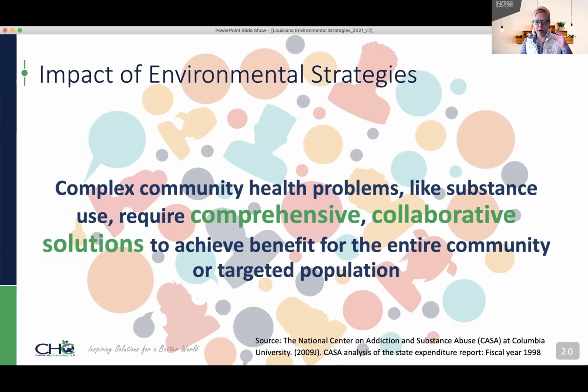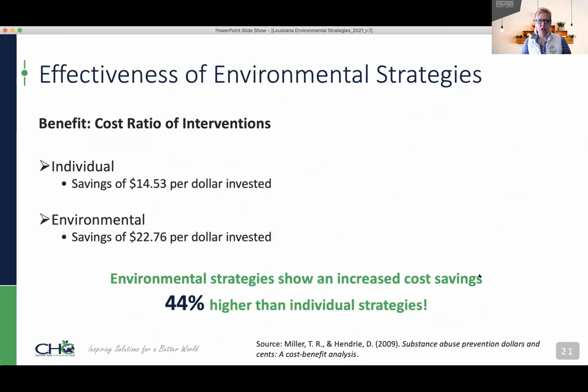And while their name doesn't suggest person first language, they are truly on the cutting edge of some research and some innovation, of which I've cited for a number of years. So when we think about the effectiveness of environmental strategies, I really love their research because it dives into the cost benefit of environmental strategies.